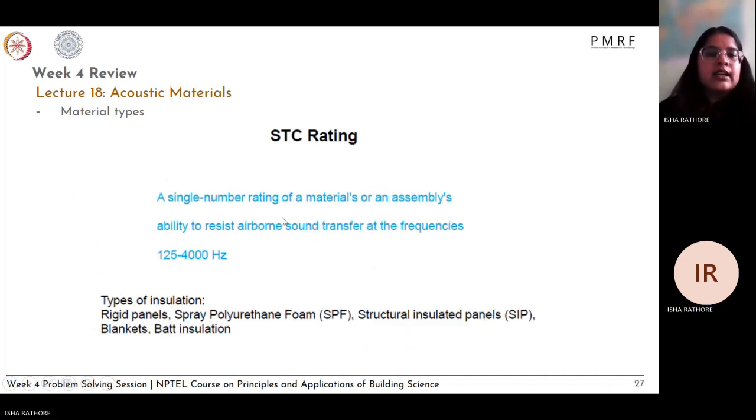Okay. Then we also have something known as the STC rating, or the sound transmission class rating. So it is a single number rating of a material or an assembly's ability to resist airborne sound transfer at the frequencies 125 to 4000 hertz. So these are basically seen in the types of insulation like rigid panels, spray polyurethane foam, SPF, structural insulated panels or SIPs, blankets, and batt insulation. So these are the STC ratings.